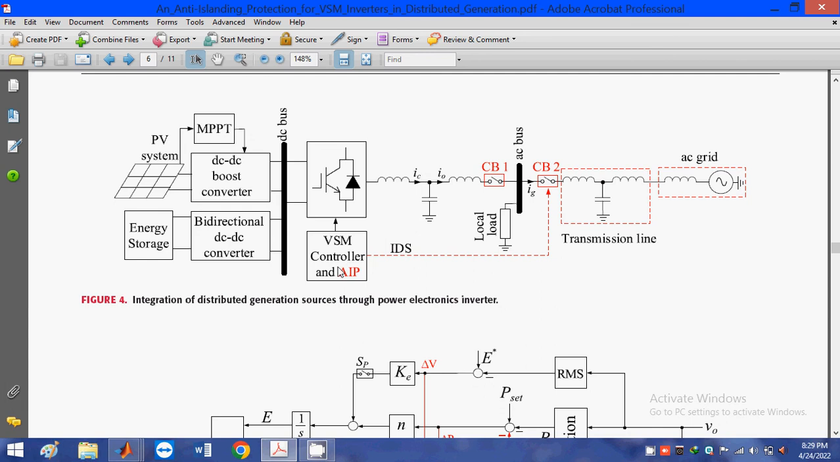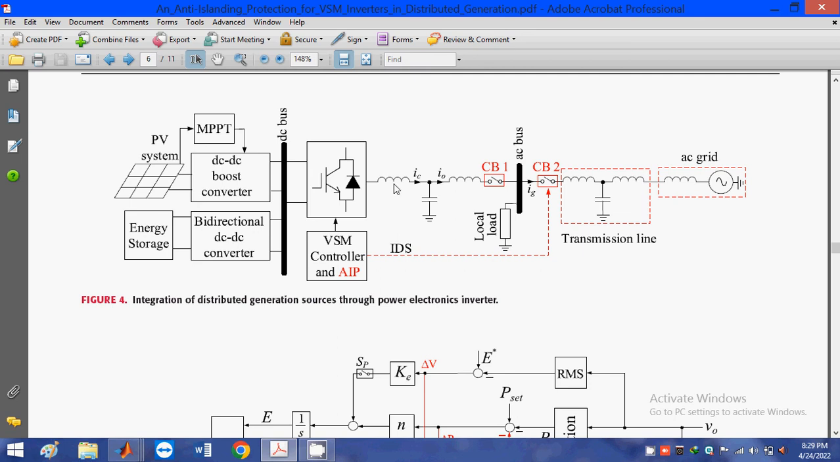I already told you, a novel hybrid control scheme is proposed in this paper. This is the novel hybrid control scheme: virtual synchronous machine controller with AIP detection. This is the advanced technique. From this we generate pulses. These pulses are given to these IGBTs, then the IGBTs turn on. Then currents and voltages will be generated from the terminal side of the inverter.